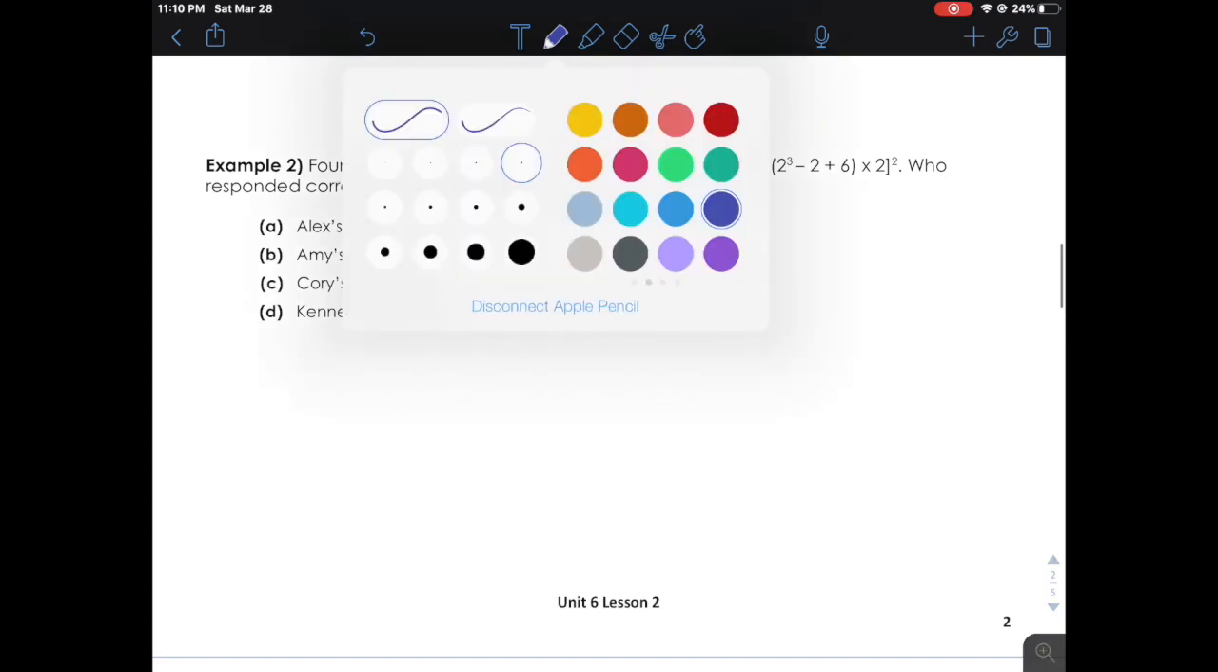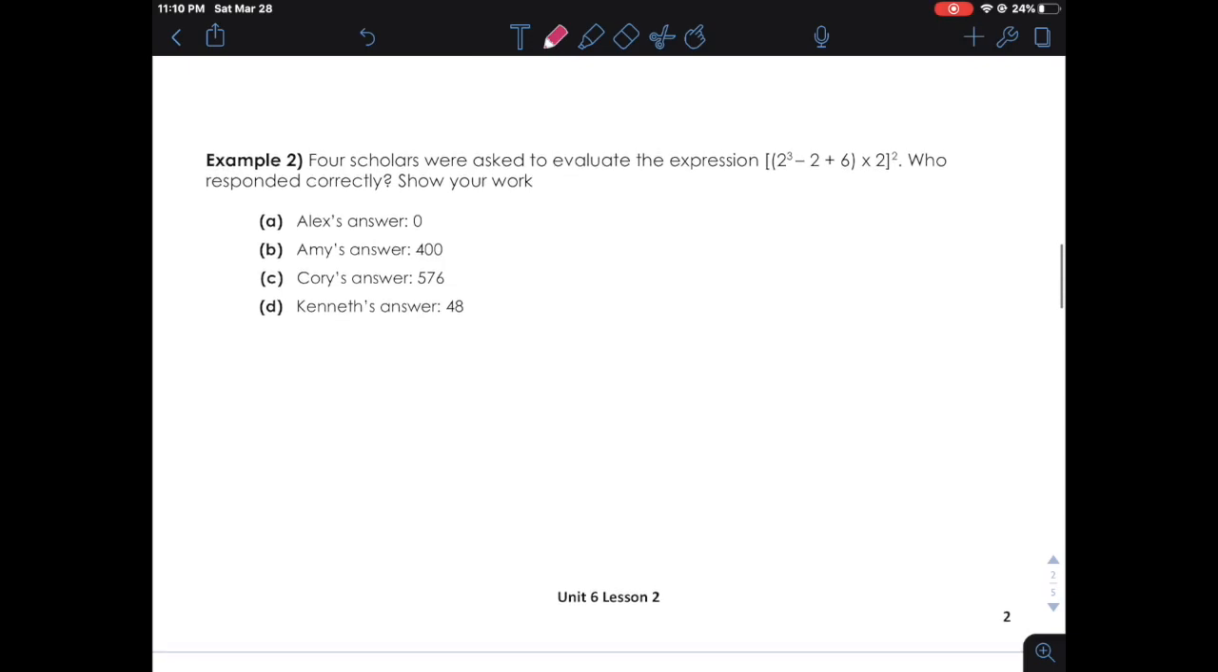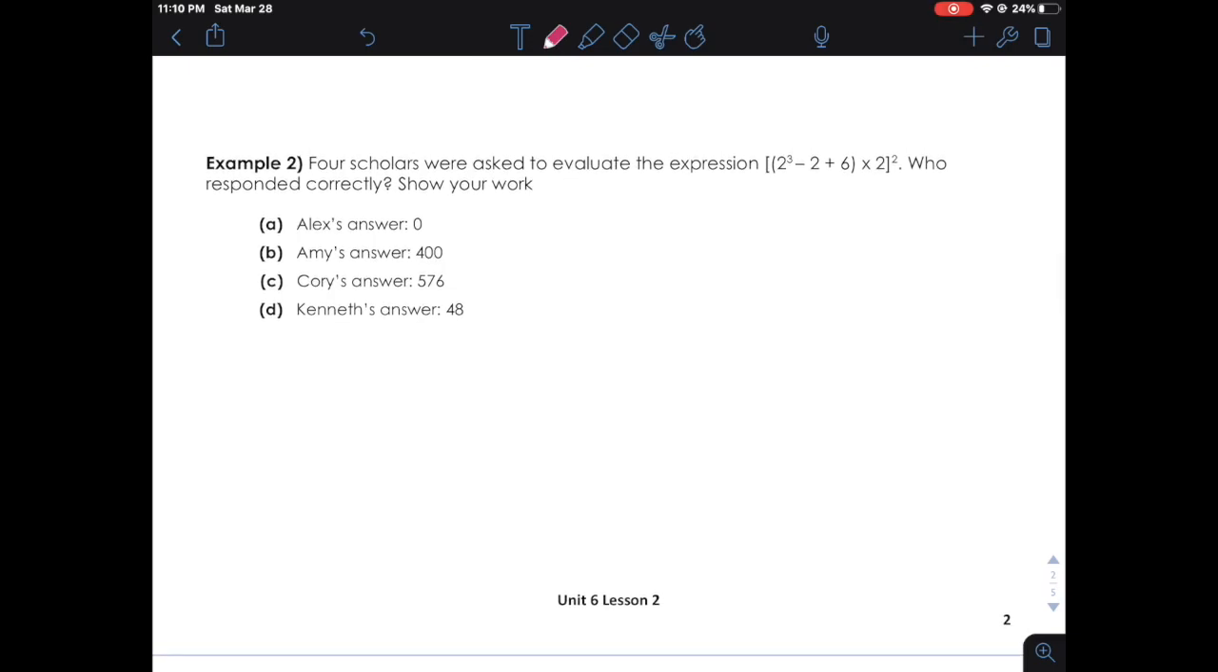Okay, it says 4 scholars were asked to evaluate the following expression. Who responded correctly? Show your work. All right, let's go ahead and copy it down for ourselves. So again, we have brackets and parentheses inside. Okay, I'm going to write my PEMDAS cheat sheet out here. And let's get started. So again, we have parentheses and brackets.